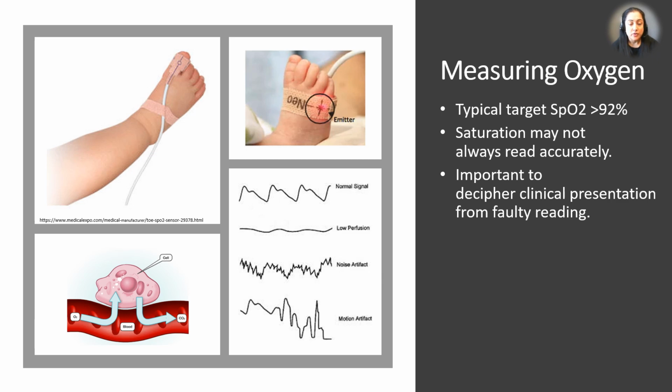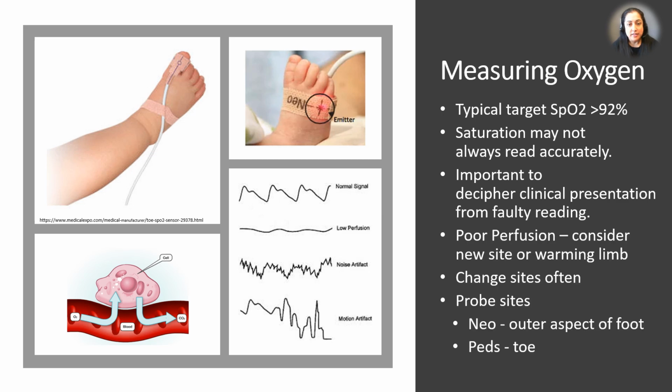In low perfusion states, such as poor circulation and cool skin temperature, the pulsatile signal will display a flattened sine wave. In noise artifacts, such as electrical interference, you will see a pulsatile signal with superimposed noise artifact giving a bit of a jagged appearance. And then with motion artifact, a patient moving, for example, will show a waveform that is quite variable, as you can see in that bottom reading.